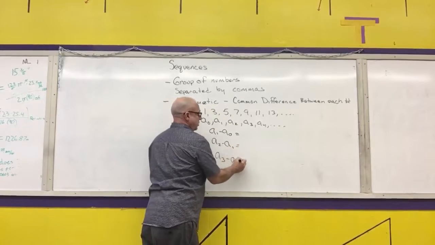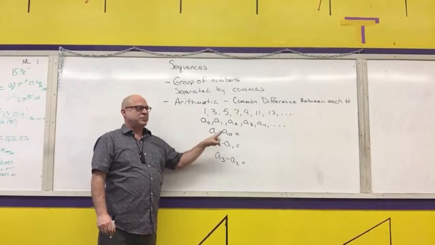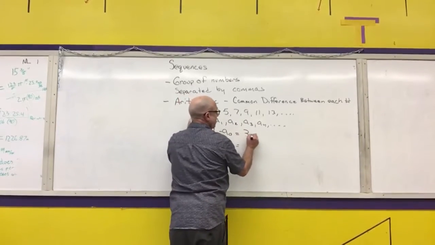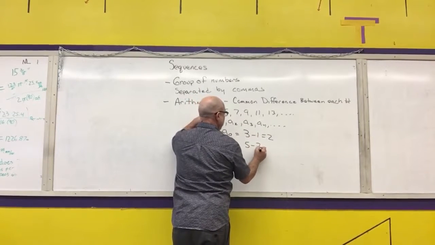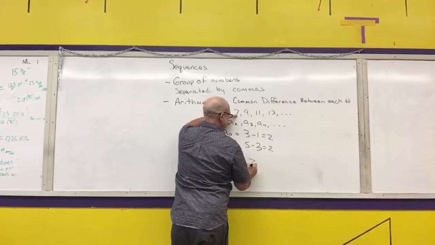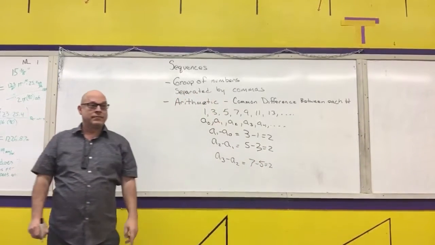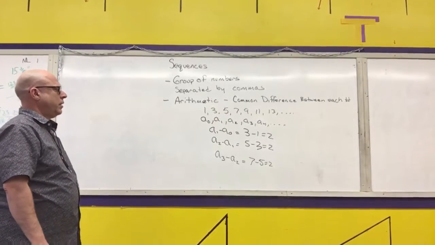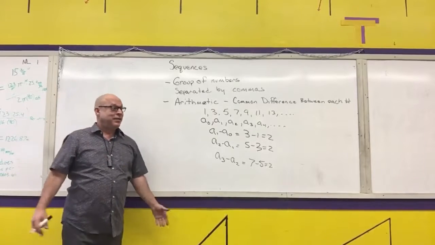So the way you find out a difference is you take a number and you subtract the number just to the left of it. What is 3 minus 1? What is 5 minus 3? And 7 minus 5? Wait, so the answer is 7 minus 5 equals 2? No. There is no answer yet. It's a sequence. It's 2.